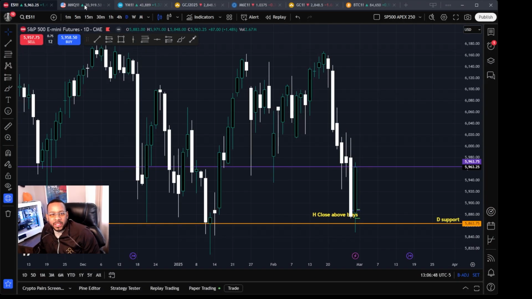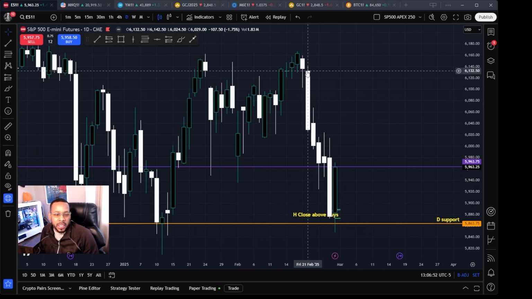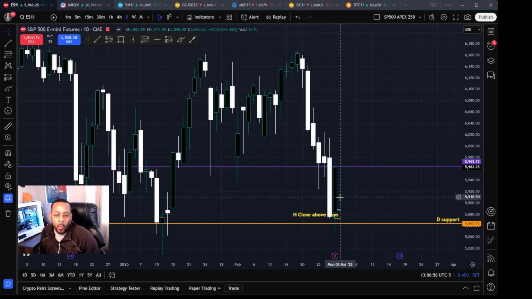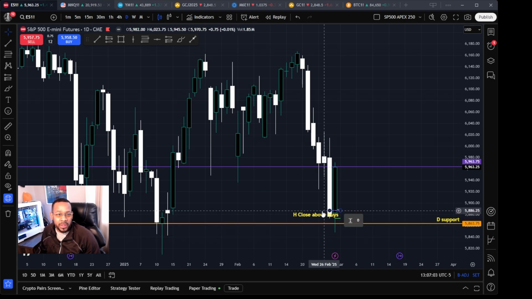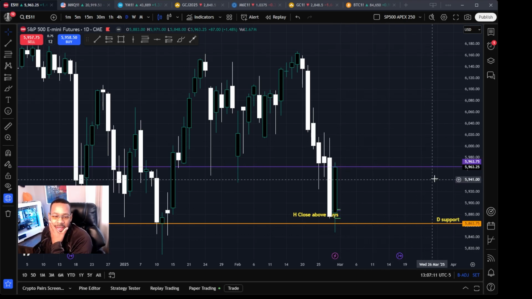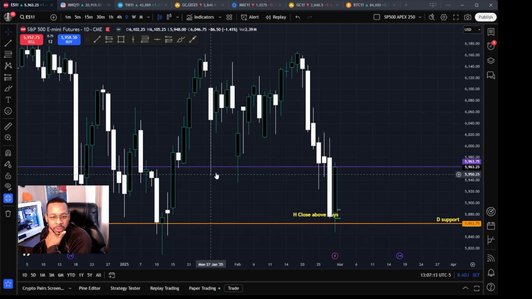Okay, here we are with S&P. Big bearish week last week. Got one bullish candle. It just kept coming down to this level here on the daily. As you see, we had our daily support. It kind of tapped that at the end of the week and went back up. Still showing support.